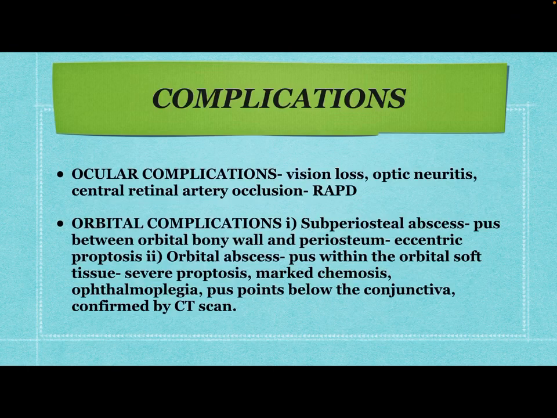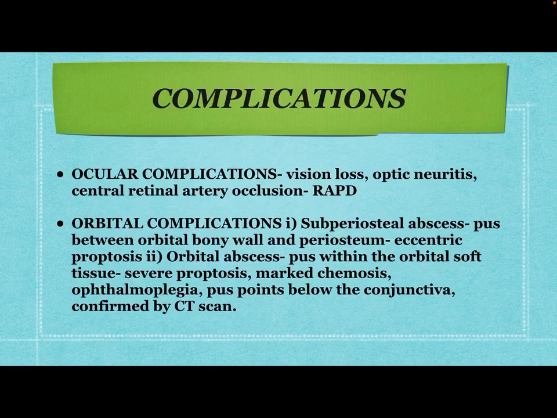Next is orbital abscess. Orbital abscess is nothing but the pus that forms within the orbital soft tissue. Along with this, you will see severe proptosis, ecchymosis, ophthalmoplegia, and there will be pus which points below the conjunctiva. We can confirm this by doing a CT scan.